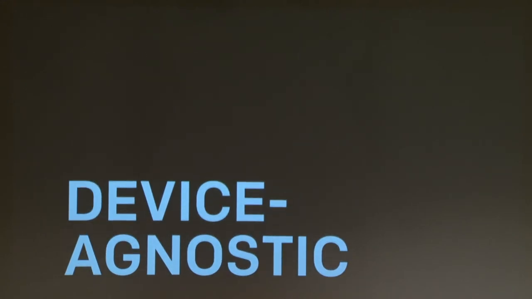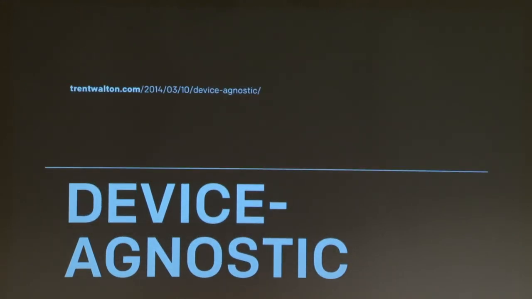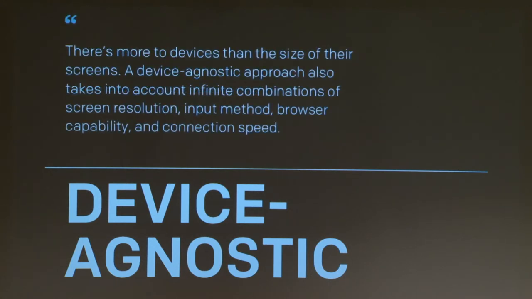Trent Walton, who I cited earlier in my talk, wrote this really wonderful blog entry about how this guides most of the work that's done by his agency at Paravel. Because he talked about the fact that building flexible, responsive layouts is really just the first step for designing for the modern web. He basically goes on to say that there's more to devices than just the size of their screens. A device-agnostic approach also takes into account infinite combinations of screen resolution, input method, browser capability, and connection speed.